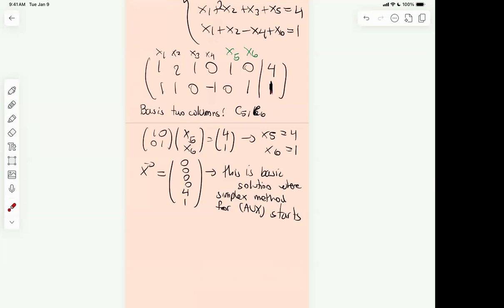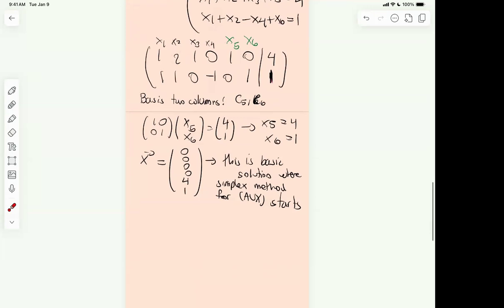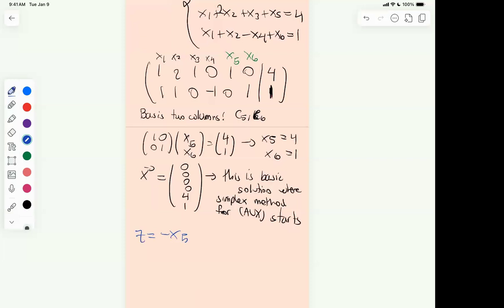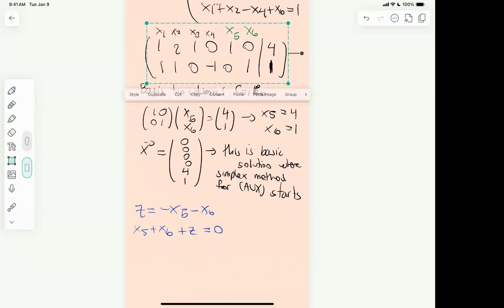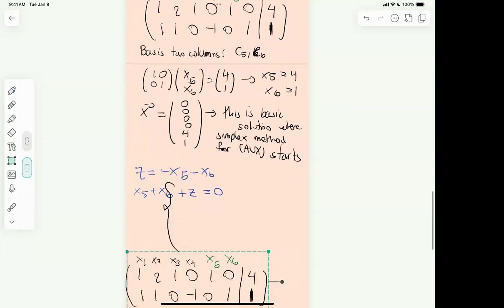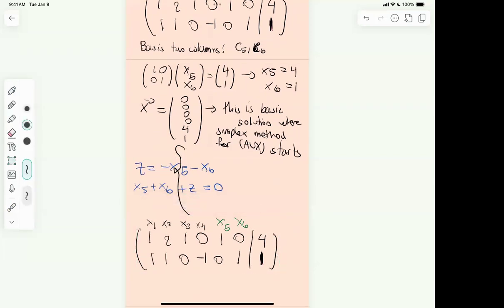Is that okay? And then to start the simplex method, you just have to add a new row for the optimization function. So you call z the optimization function here. Z was negative x5 minus x6, or x5 plus x6 plus z equals 0. The coefficients of those variables make up the last row, the extra row that you add. My recommendation, to remind yourself that it has nothing to do with the original matrix, is to put a horizontal line.